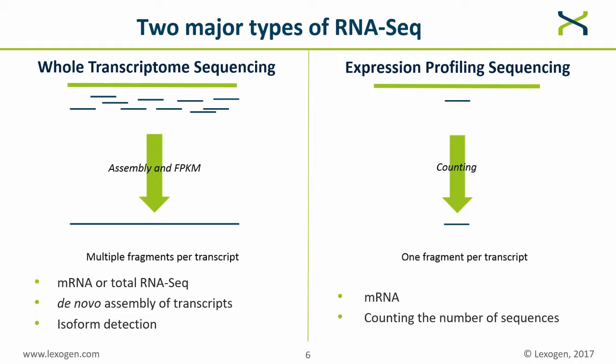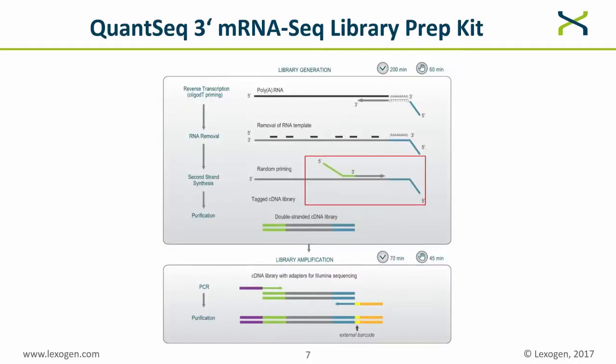On the other hand, expression profiling sequencing, shown on the right, is a simplified approach, ideally suited to studies that aim to profile gene expression levels. For expression profiling, only one fragment or tag is generated per transcript, and this can be used for simple counting approaches to identify transcript abundance. The QuantSeq 3' mRNA-Seq library prep kits provide a method for preparing libraries for this kind of expression profiling sequencing.